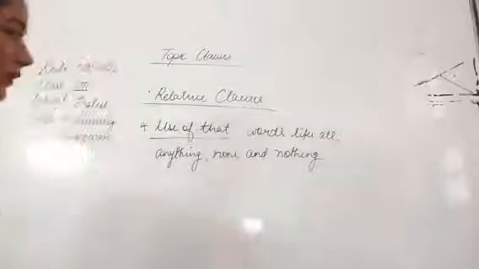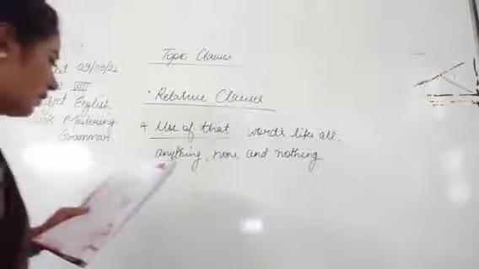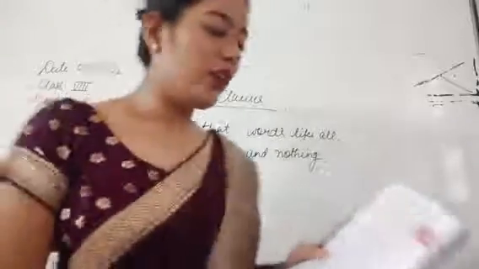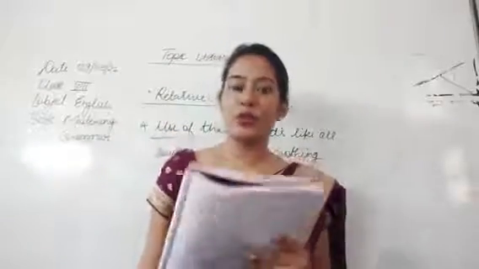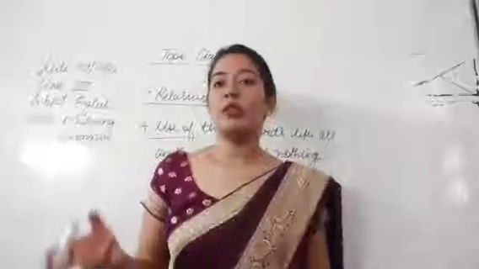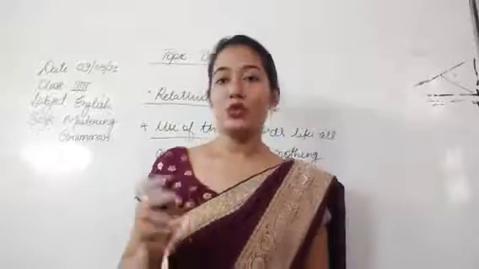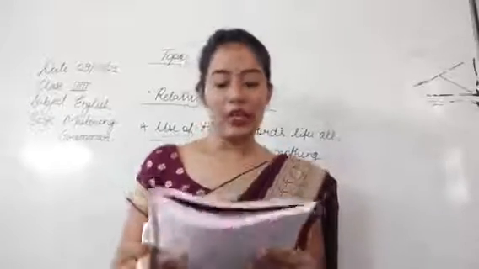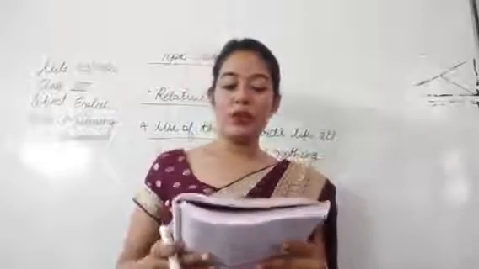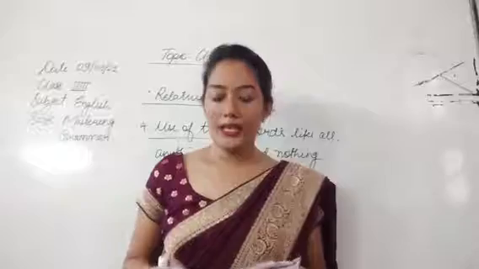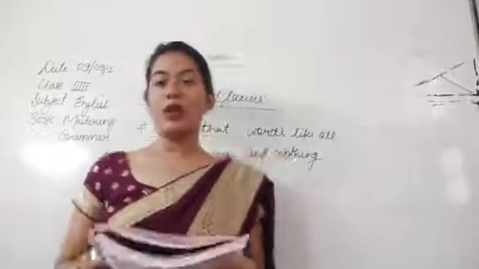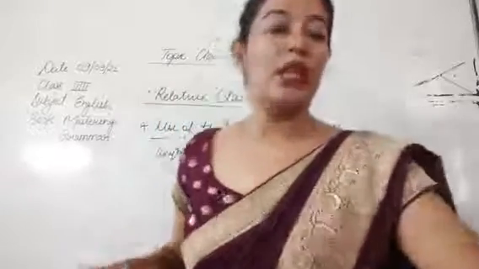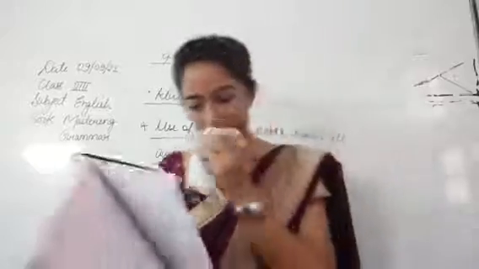Now, that is used to refer to both a thing and a person. I have already told you about this. That is used to refer to both a person and a thing. For example, he saw a bird that flew in the sky. So he is also talking about a thing and a person.